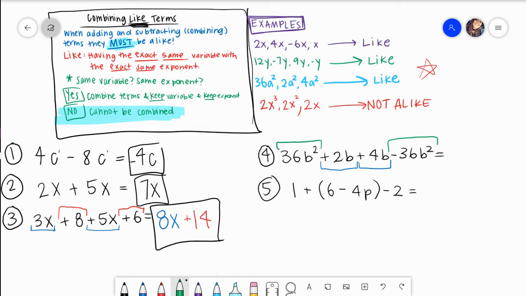60, 72? Oh, I've got 72 b squareds, right? No, that's not true, because of this negative sign right here. This one doesn't have a sign, so we're implying, right, that it's positive.